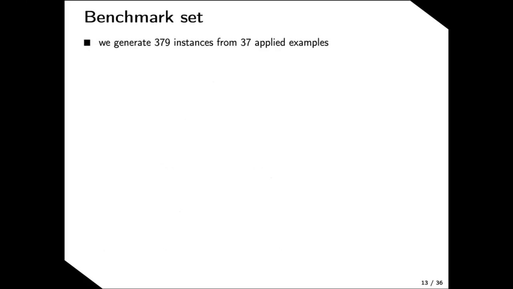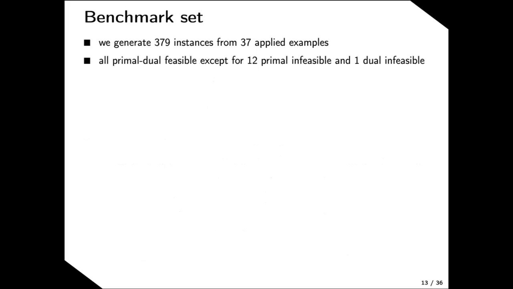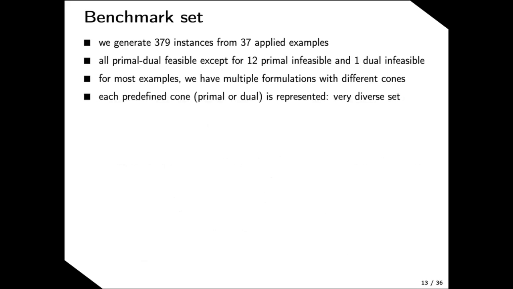Okay, so to assess the algorithmic enhancements that we will discuss next, we generate 379 conic instances in that primal form from 37 applied examples that are in the Hypatia repo. So all of these are primal dual feasible, except for some primal infeasible or dual infeasible ones. And for most of these examples, we actually implement multiple different formulations with different cones. And each predefined cone in that list of 23 is represented. So it's an extremely diverse set of conic instances.